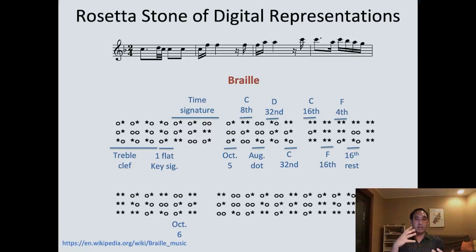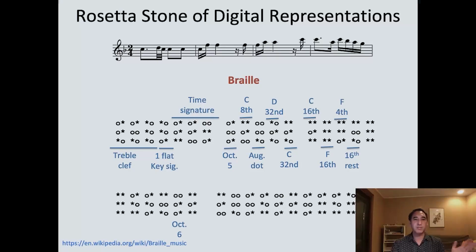Because blind and visually impaired musicians often need to talk to musicians who have sight, so it's easy to say, well, you know, it's in treble clef and there's one flat key signature and so on. So there's a time signature, and then that's not October 5th. It's octave 5. We set the octave. We see that there's a C 8th. We encode an augmentation dot, D 32nd, C 32nd, C 16th, F 16th, and so on.